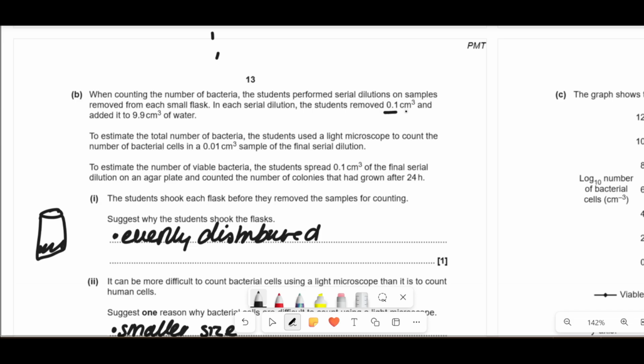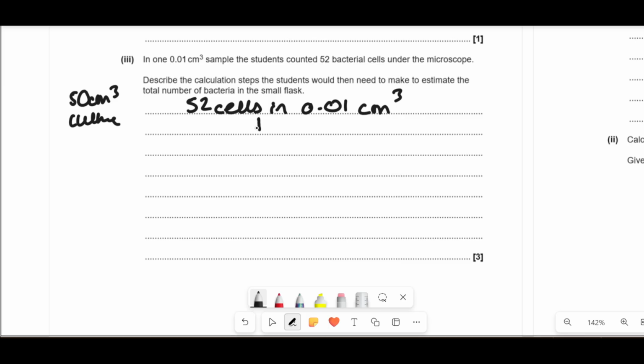However, this whole thing has 10 centimeters cubed. So again, we're assuming that what we found in that small teeny bit, in this 10 centimeter cubed sample, they're evenly distributed. So you would want to scale up to 10 centimeters cubed. So what you would do is 52 times 10 times 10 times 10, because it's 10 cubed. And again, it's just describing the steps. You don't actually have to do it. It's just describing them.